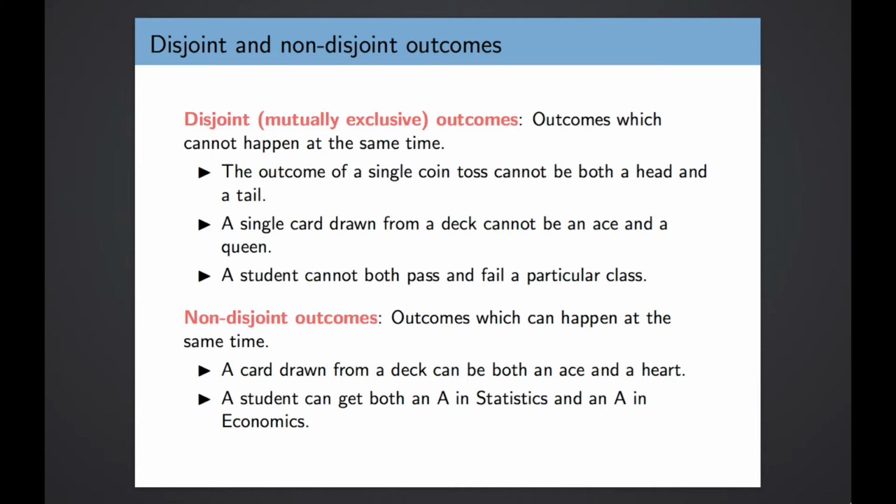Some outcomes, though, are not disjoint. They're not mutually exclusive. So, for example, I could draw a card from a deck, and that card could be both an ace and a heart. Or a given student could be taking multiple classes in a semester and get an A in statistics and get an A in economics. Those things are not mutually exclusive.